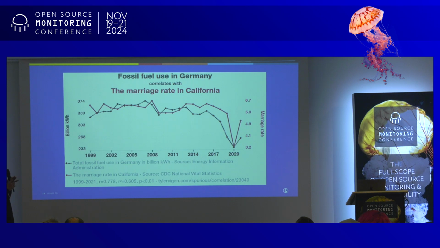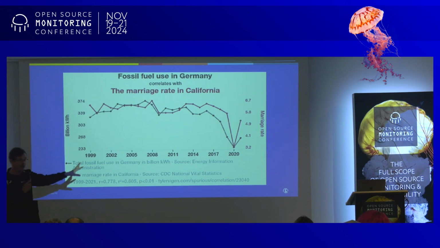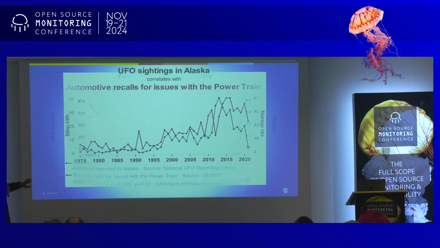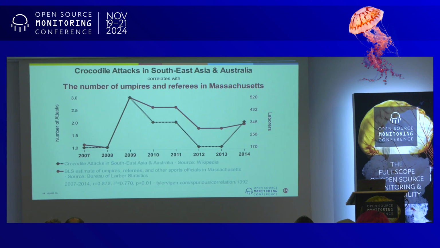Fossil fuels in Germany, marriage rate in California. I have no idea what this one is all about, but it obviously relates to it. Not a great coefficient, but pretty interesting data. And then UFO sightings versus automobile recalls with powertrain issues. Expect this one to go up. The US DOD released their UFO report, and now all of a sudden people are reporting UFOs all over the place. So we can expect to see that one go up.